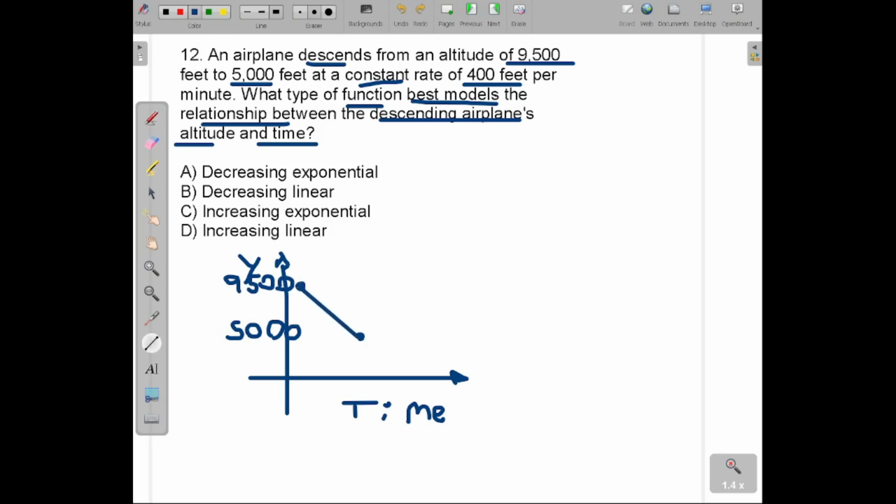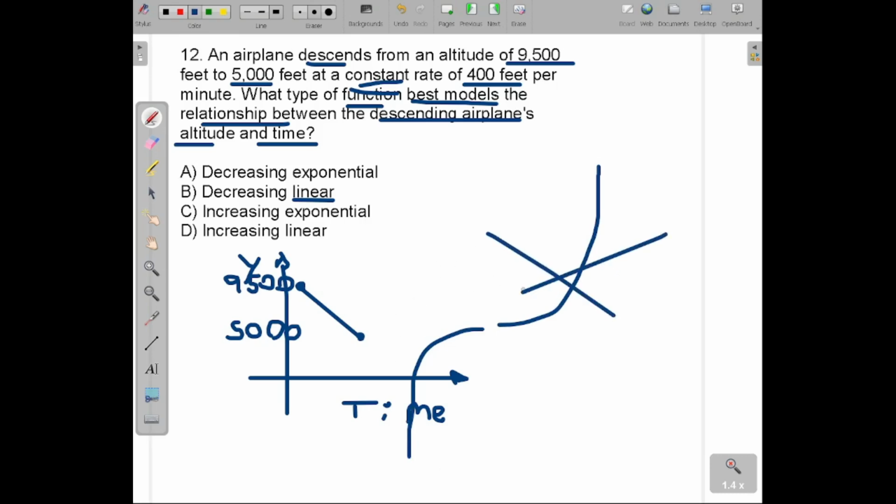If we connect these points, and we know that there's a constant rate, so it has to be linear. Because if this function would be exponential, it would look like a parabola, like this or like that. And no, it does not have that tendency. It cannot be A nor C.